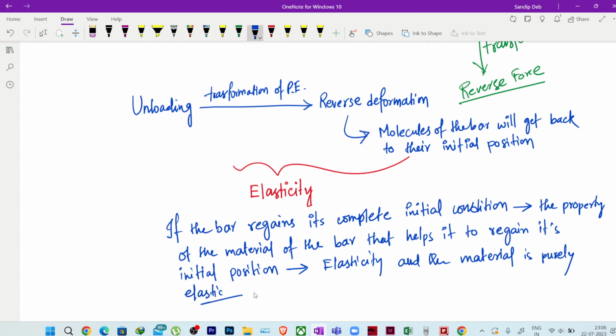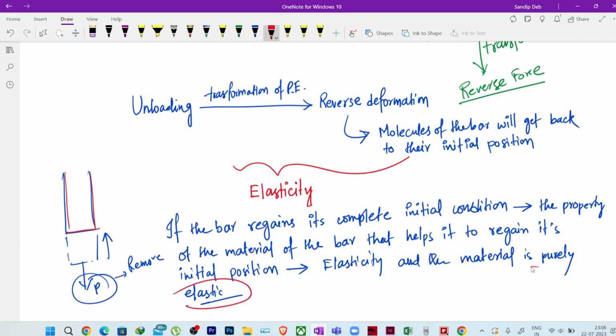Okay, understood? So what I have seen is that I removed the load, the bar was deformed like this, it was loaded. Now if I remove it, it will go back and regain its previous position, its initial position. So it is a completely elastic material. It's a purely elastic material. Whatever material we have used to make this bar is a purely elastic material.